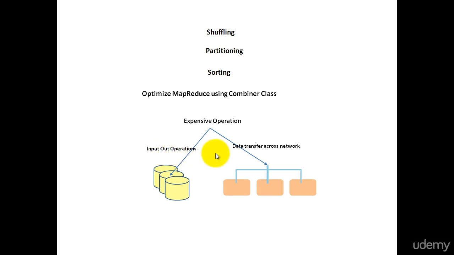Input-output operations and data transfer across the network are the most expensive operations while processing the data. If you have used Amazon Web Services, you will know that Amazon charges for the input-output operations, and it also charges for the number of bytes transferred across the network. So you need to keep these operations as minimum as possible.